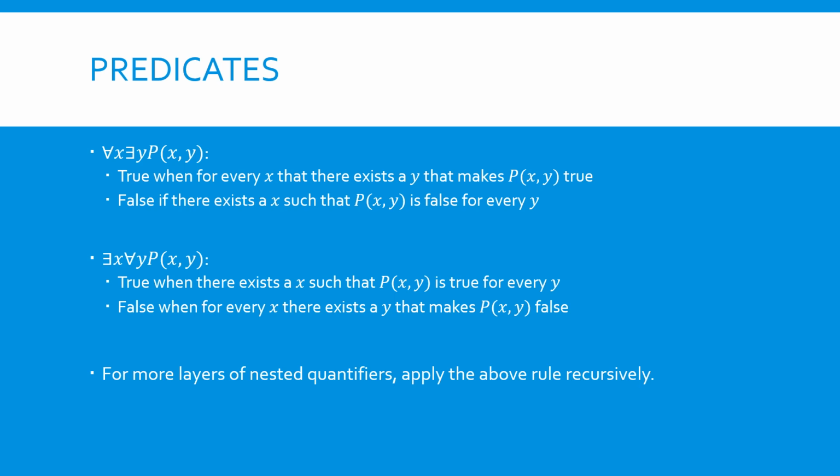Then, let's look at the statement there exists x such that for all y, P(x, y) is true. It is true when there exists an x such that every y can make P(x, y) true. It is false when for every x, there exists a y that makes P(x, y) false. For more complicated quantified predicates with more nested layers, we can determine their truth values by recursively applying the rules above.